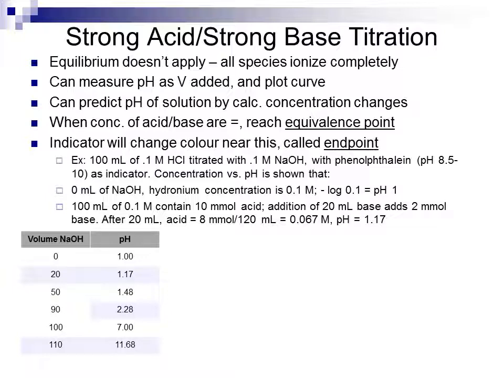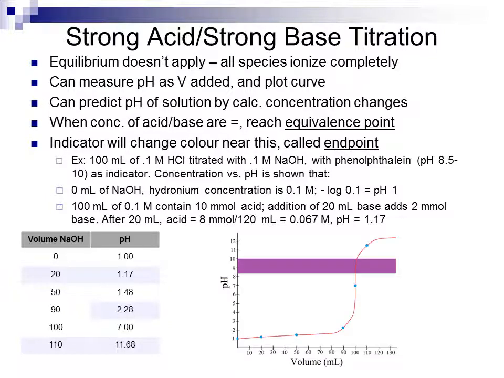So for instance, 0 sodium hydroxide gives us a pH of 1, 20 gives us 1.17, 50 gives us 1.48, 90 gives us 2.28, 100, which is the equivalence point, gives us a pH of 7, neutral. If I go and add 110, now I'm working in base. I now have 1 millimole of base in the solution, and I have a pH of 11.68.